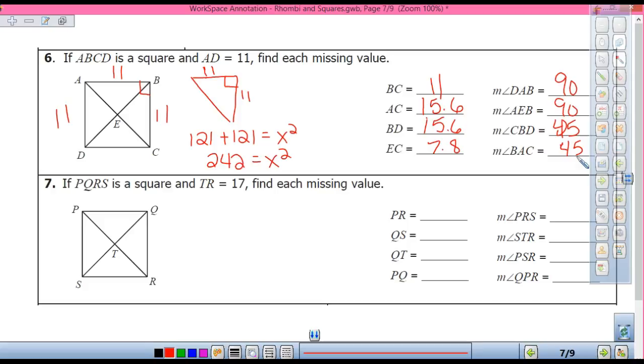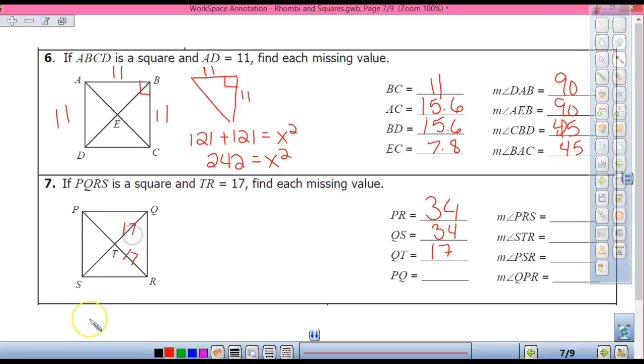Right? So TR is 17. Now we can find everything. What's TR? 34. Why? Diagonals bisect each other. What's QS? Why is QS 34? Because now diagonals bisect each other. Well, no. Diagonals are congruent. Yep. QT has to be 17. Why? Diagonals bisect each other.